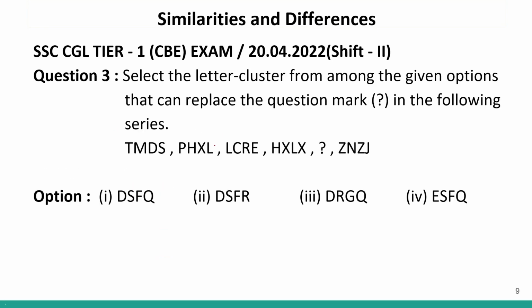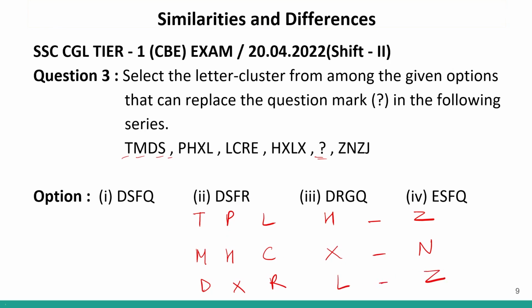Now, in this question again, we have to treat it as 4 different series and find the missing element. From here, the first series will be T, P, L, H, then the missing term and then Z. Similarly, the second series will be M, H, C, X, then the missing term and N. The third series will be D, X, R, L, then the missing term and then Z. Now let us solve for these first three, correct? And then we'll move forward.